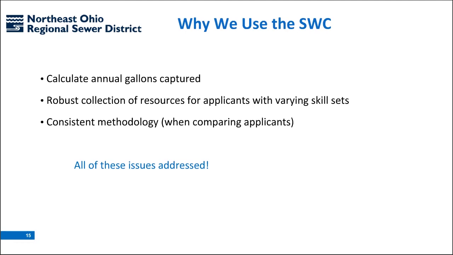skill sets when it comes to knowing how to run these types of models. So we wanted something user-friendly, that for the most part, with a little training, folks could pick up on and use and get us the numbers we needed for the applications. And certainly we wanted something consistent. We need to compare. Although we award 8 to 10 grants per year, we have anywhere from 10 to 15 applications per year that we have to rank and decide who we're going to fund. So being able to compare everything apples to apples is important. All of these issues are addressed by using the Stormwater Calculator.